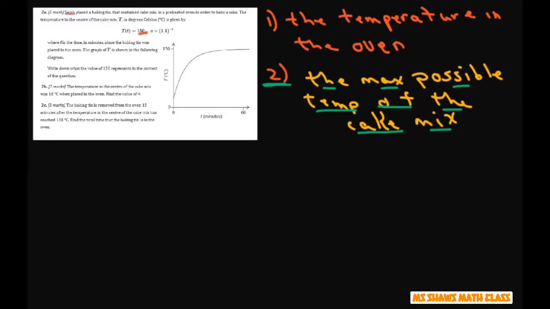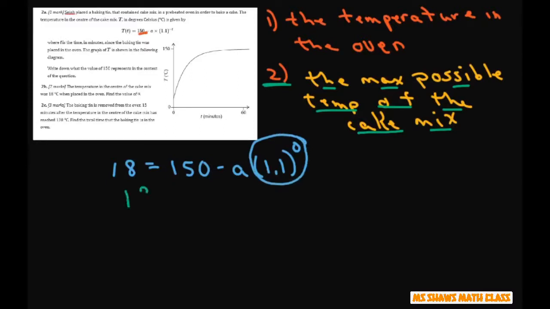Now, the temperature in the center of the cake mix was 18 degrees Celsius when placed in the oven, find the value of A. So basically for that, you're just going to write 18 equals 150 minus A times 1.1 to the 0 power, because that's the initial time. So this just equals 1. So what we're left with is 18 equals 150 minus A. Or A equals 150 minus 18. Therefore, A equals 132.